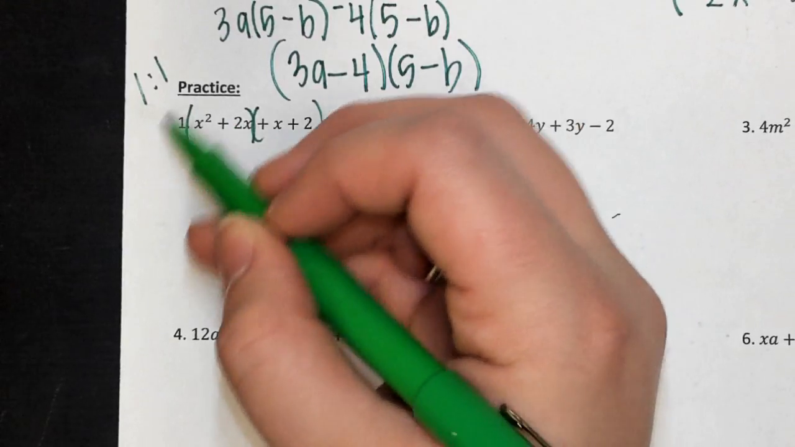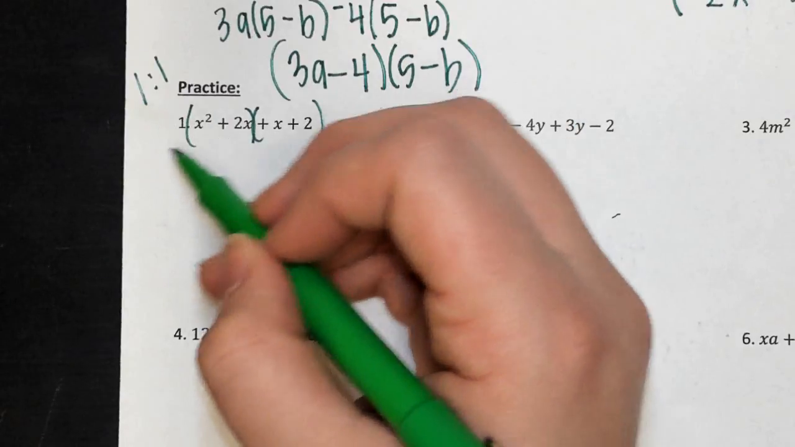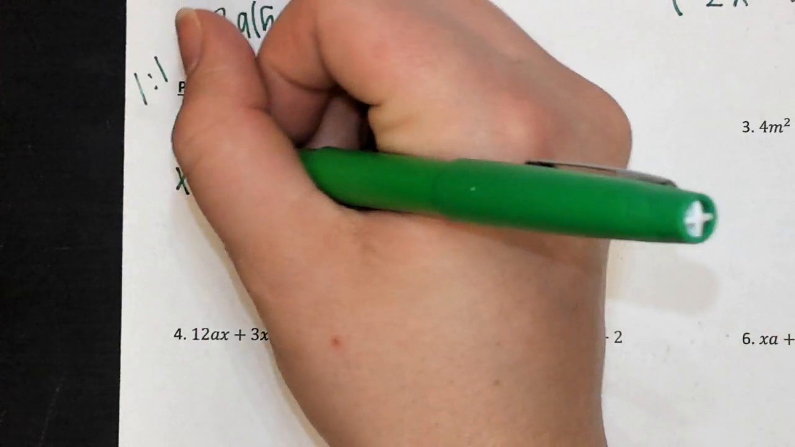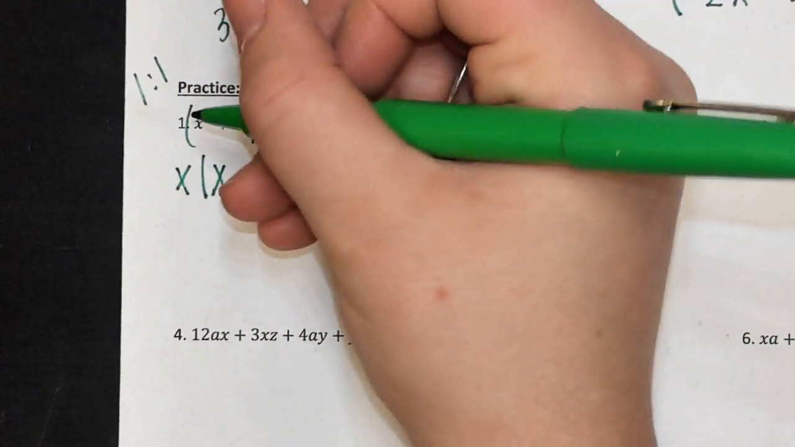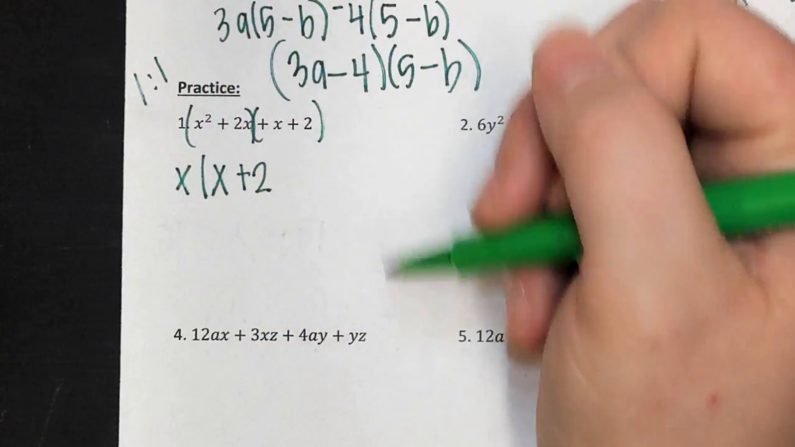But this, how many x's are right here? 2. And right here? 1. There's 2 x's and 1 x, which means I can only factor out 1 x. Well, x times x is x squared. X times 2 is 2x.